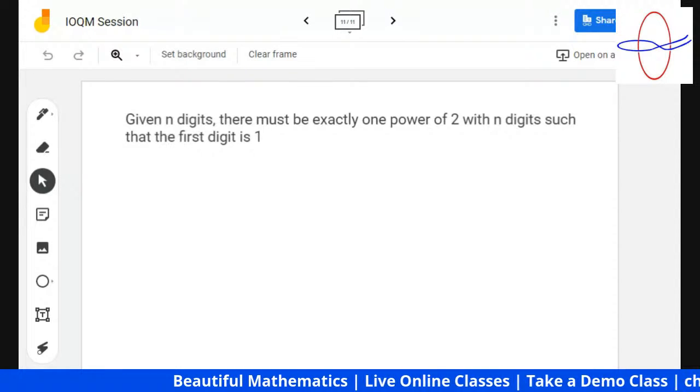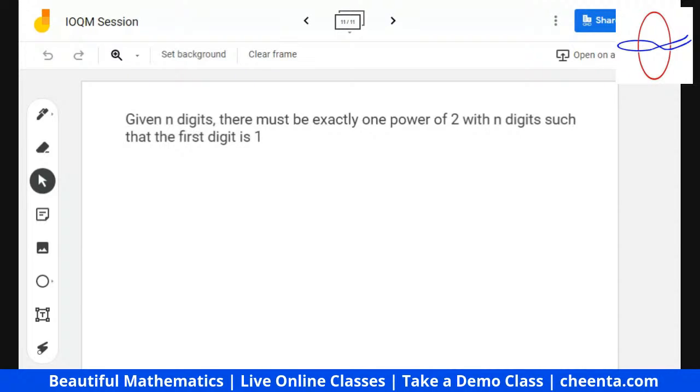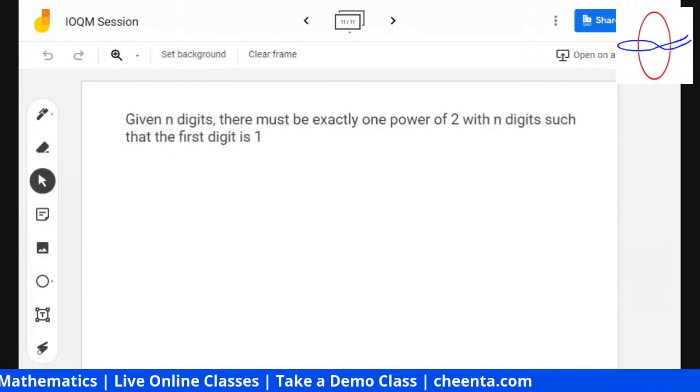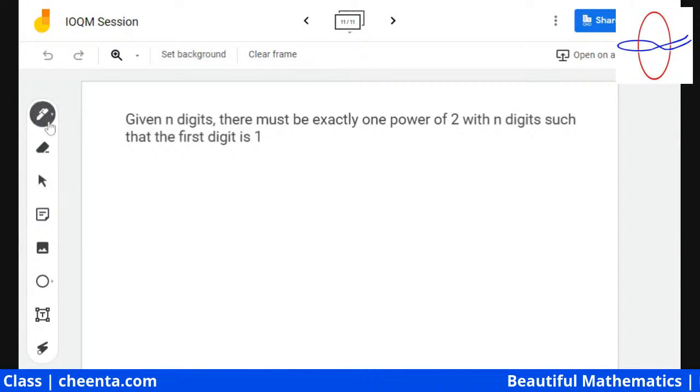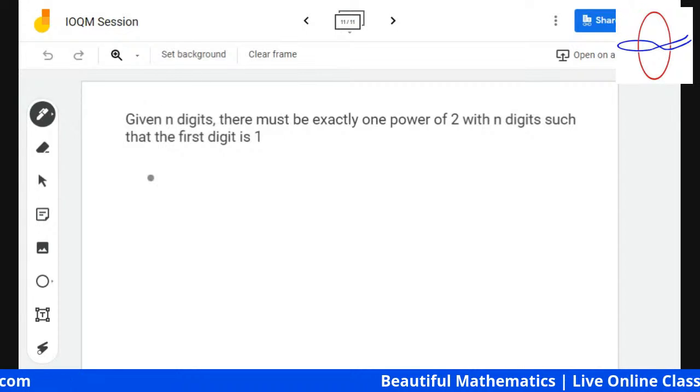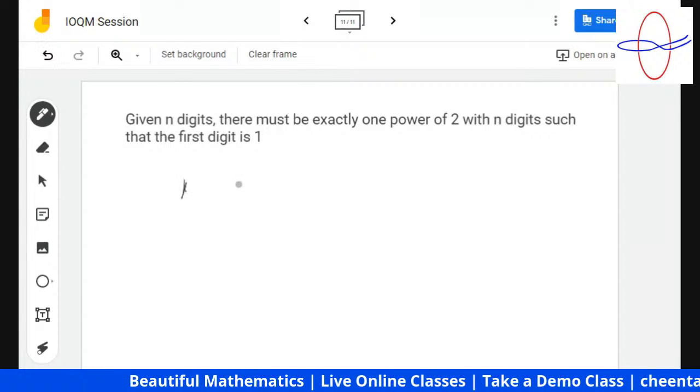And if it starts from a white box, it should end on a white box. A is the hypotenuse and those are the other sides. Do you understand, guys? So essentially, given n digits, there must be exactly one power of 2 with n digits, such that the first digit is 1. Why? Because we are considering 1, 2. This is the idea.